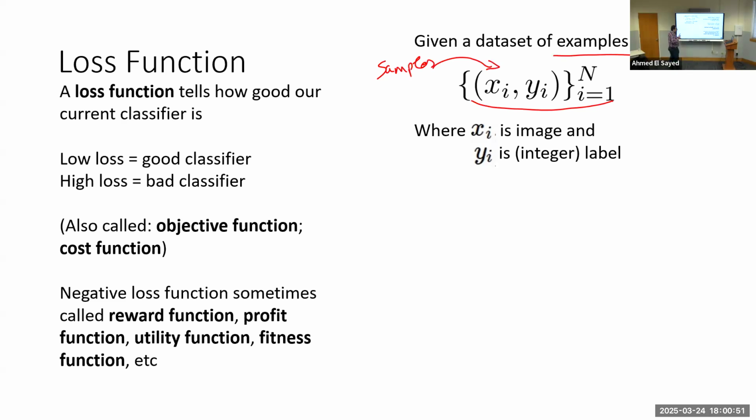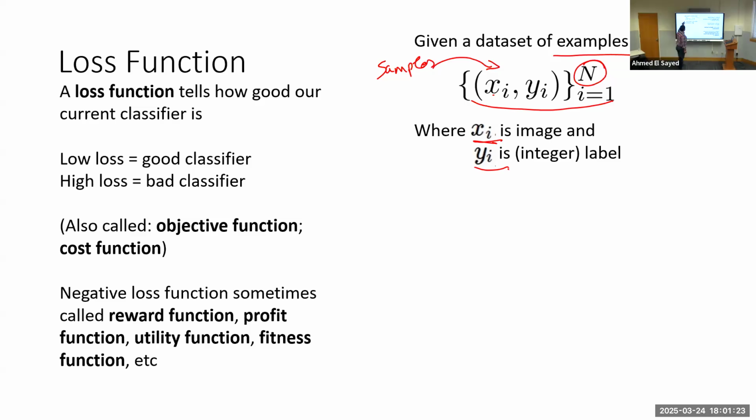Those examples are supervised, meaning I have the data and the label. How many samples do I have? N. This N can be 10, 100, 1,000, whatever it is, depending on the amount of data that you have. So this X is my image. This Y is an integer, which is the label.